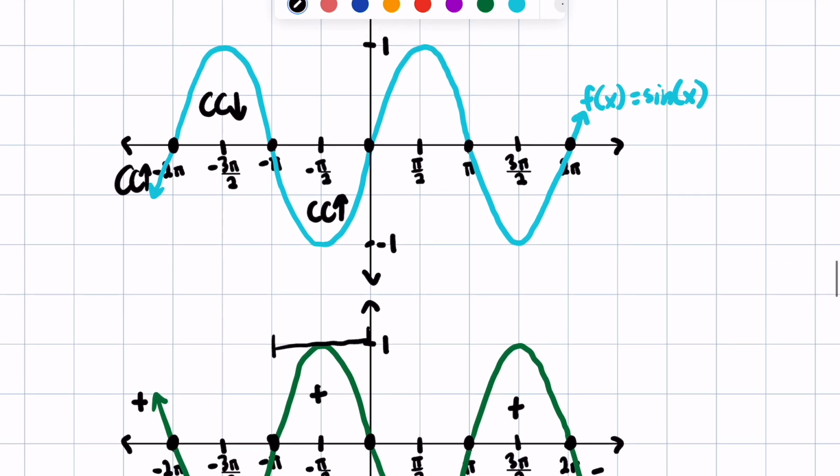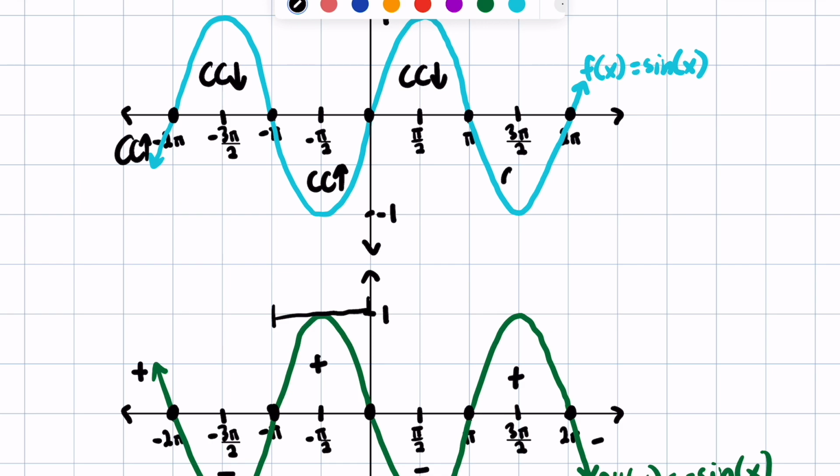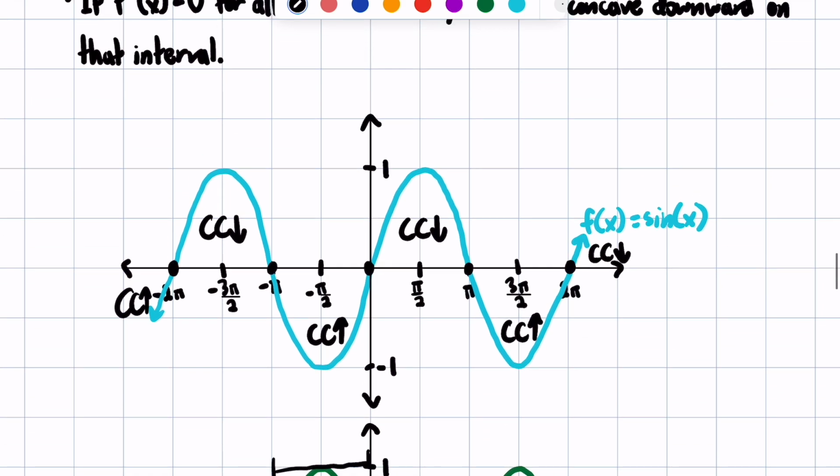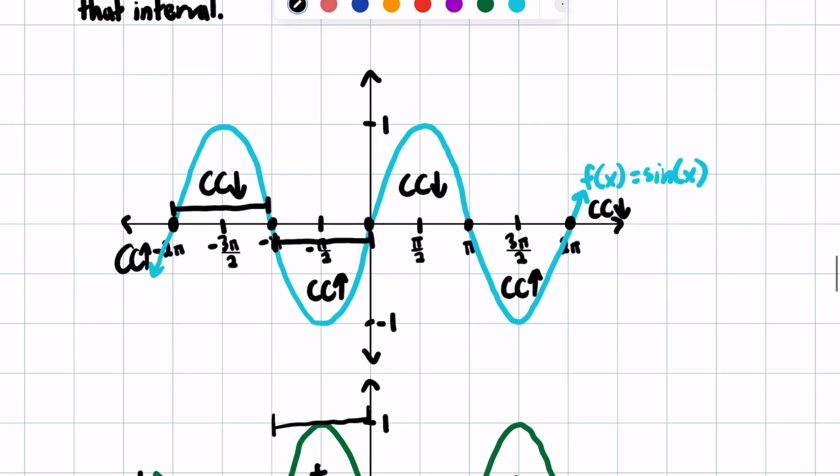Then second derivative's negative, so we're concave down. Second derivative's positive, so we're concave up. And then at the end, second derivative is negative, so we're concave down. So that's how we figure out concavity. And the concavity changes between these, so it's concave down between those two inflection points, and then concave up between these two inflection points, and so on.